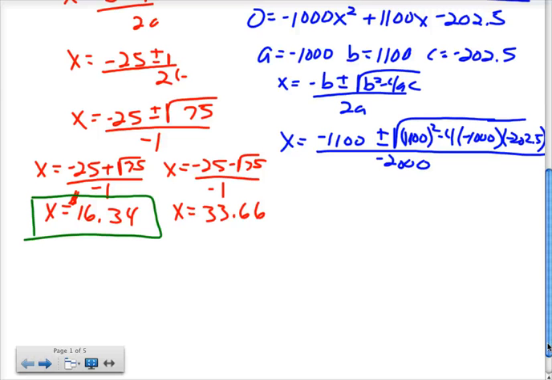So we grab a calculator to see what all of that wonderful stuff is underneath the discriminant. Underneath that radical symbol called the discriminant there. So 1,100 squared. And then we need that minus 4 times negative 1,000 times negative 202.5. And we get 400,000.